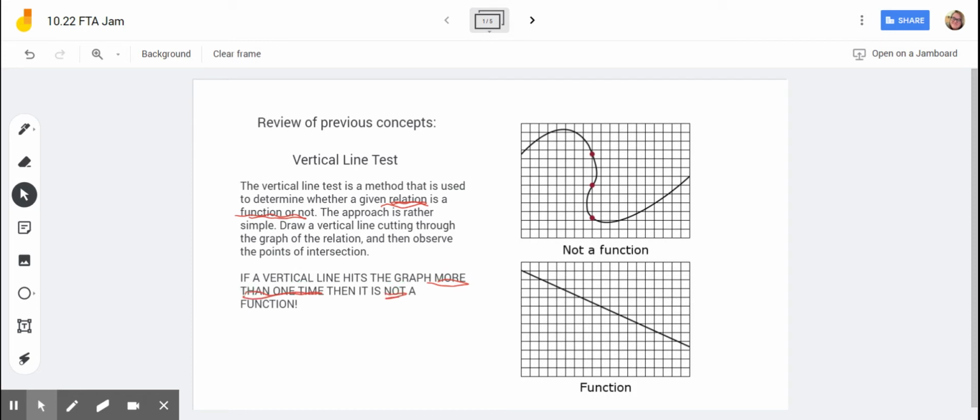So for example, this first graph, if I draw a vertical line up and down through here, I'm going to end up hitting the graph 1, 2, 3 times, okay? So it is not a function because it hit it more than once. If I draw a line anywhere through this one, I only hit the graph once, and so that means that this is a function, okay?